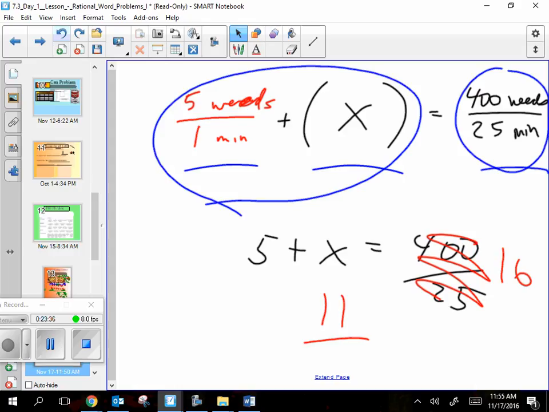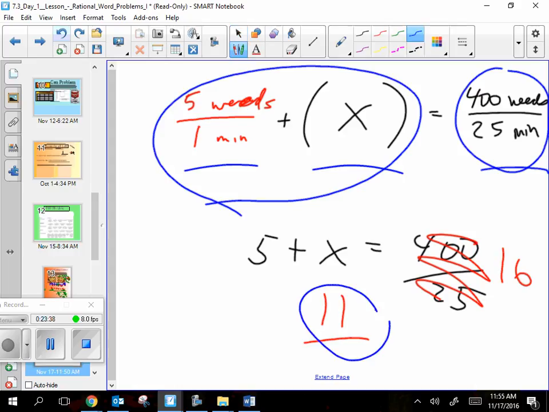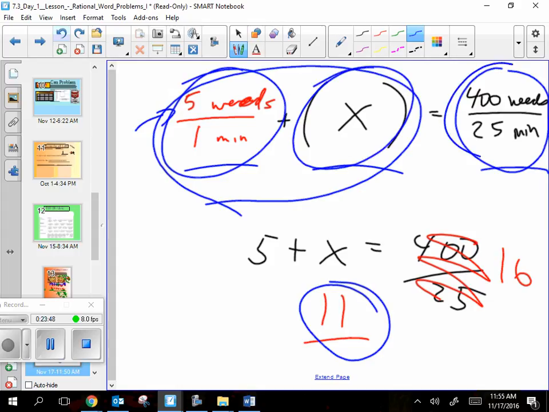So anyway, this kid was really motivated. He got 11 weeds per minute where I was only getting 5 weeds per minute. Okay, so that's a typical example. Notice the theme. A rate plus another rate equaling the total rate. Does that make sense? All right.